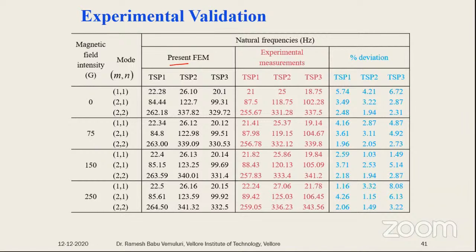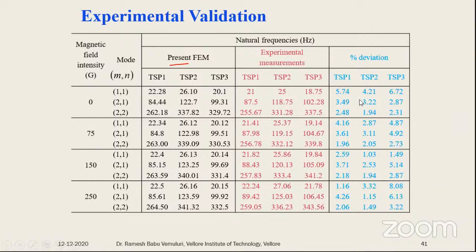Then we found the K and M matrices for each element, and that is combined for the total element. So then we received the total stiffness and mass matrix. From this we found the natural frequencies. Here I consider 7 degrees of freedom, and here are the experimental results: TSP1, TSP2, TSP3. This mathematical formulation I will describe while discussing MATLAB. And these are the percentage of deviation.